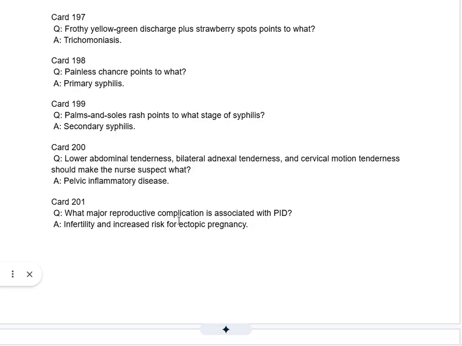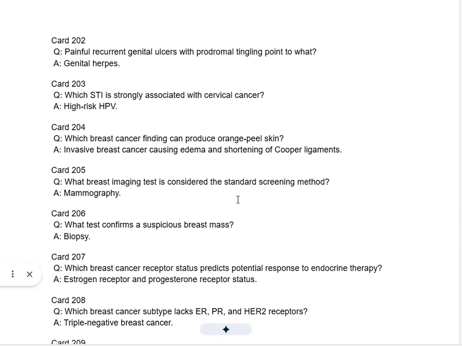Card 201Q. What major reproductive complication is associated with PID? A. Infertility and increased risk for ectopic pregnancy. Card 202Q. Painful recurrent genital ulcers with prodromal tingling point to what? A. Genital herpes.